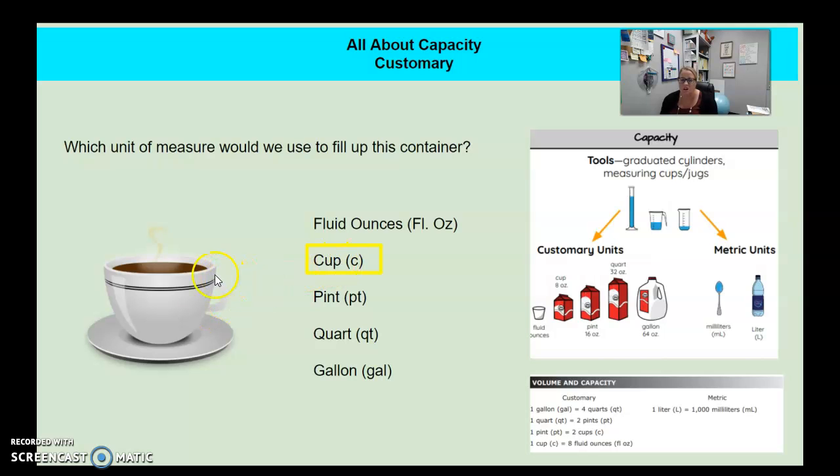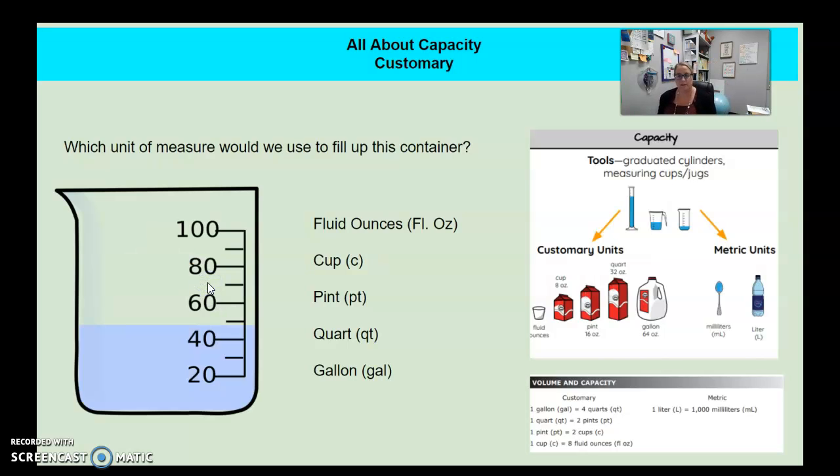Okay, and most coffee cups are about an actual cup. Sometimes they're a little bit bigger depending on the size. Like this one that I have, this is way bigger than a cup. This is probably more like a pint. But if I'm just using an actual coffee cup, maybe. If I just have an actual coffee cup, this is actually about 1 cup.